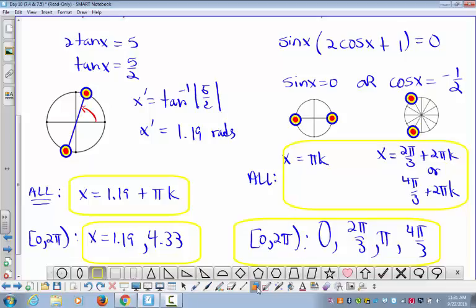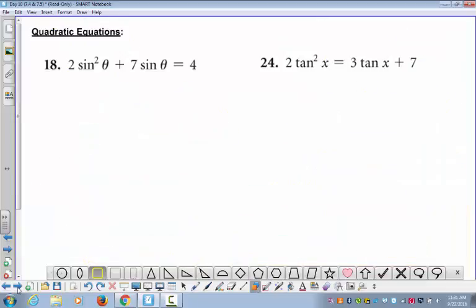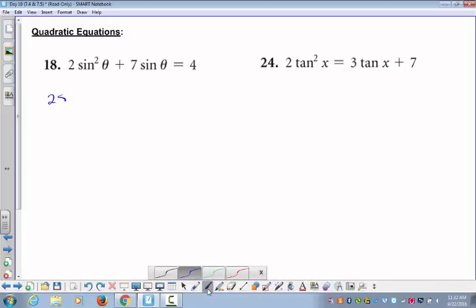Any questions on how we're generating these groups of answers? So, do you want to try that one? Can you factor with the trig function in there? Try that one. Try number 18. And you're going to use your standard algebra technique. It's not a linear equation, so everything goes to one side and then factor. So see if you can factor that. If you have to, just write down on your paper 2x squared plus 7x minus 4 and try to factor that. And so you're just treating sine like you would treat an x in college algebra. 2 sine squared plus 7 sine minus 4.